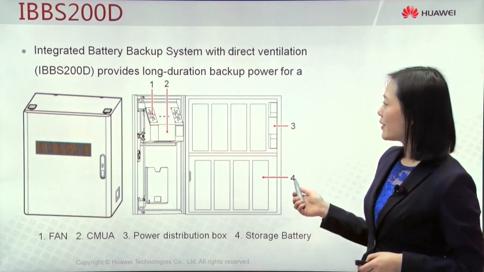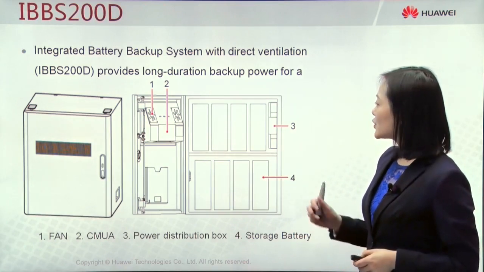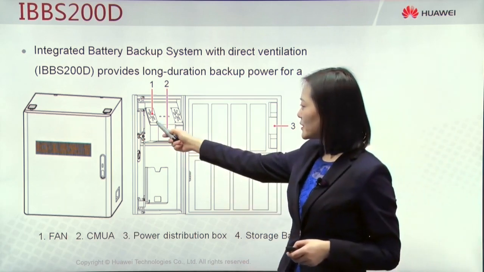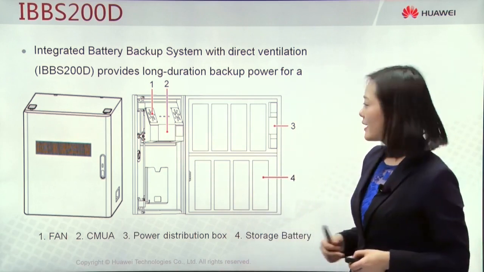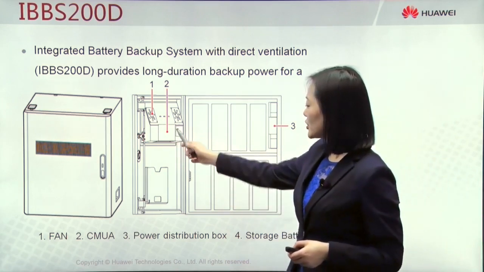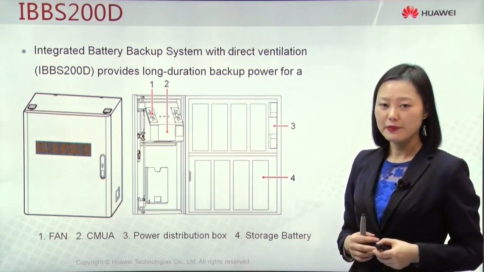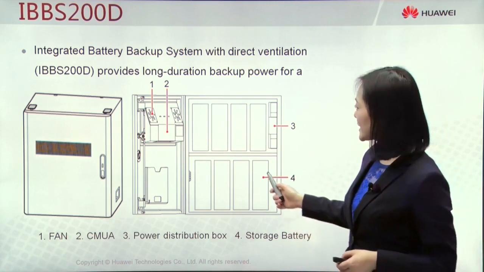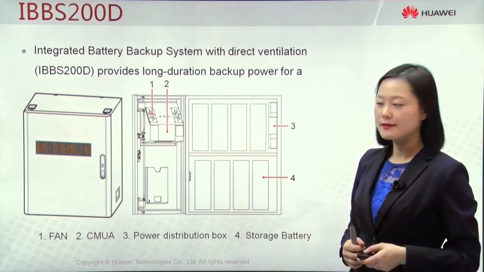Now have a look at this IBBS 200D. This 200D at the front door, here position 1 is the fan, to dissipate the heat. And position 2 is one CMUA, centrally monitoring the cabinet temperature and the fan status. This cabinet can install 8 groups of batteries.